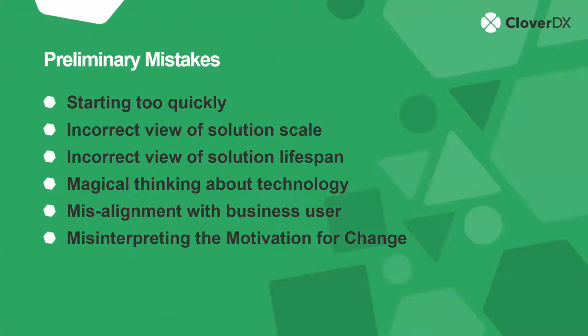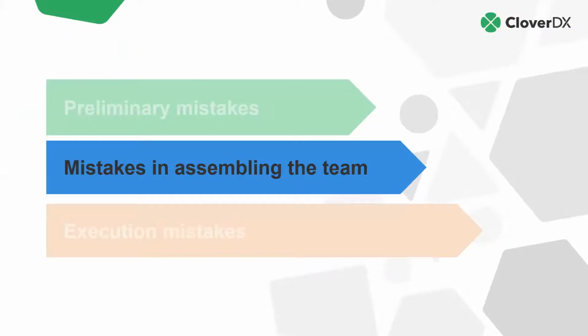So those are the mistakes we see sort of preliminary: starting too quickly, having incorrect views of the scale or lifespan, maybe magically thinking about what any technology is going to be doing for you, not being completely aligned with your business user or understanding really the motivation for why you are actually here making changes to your data integration pipelines. Right? So the next batch of mistakes I'll move to are ones that we see happening as you assemble the team that's going to tackle your data integration project.